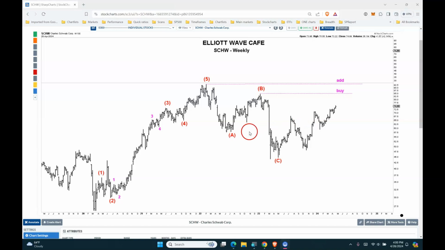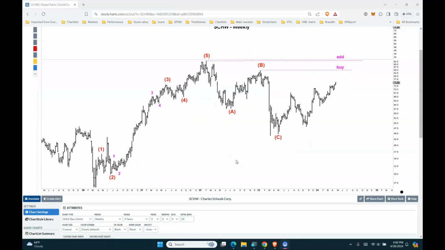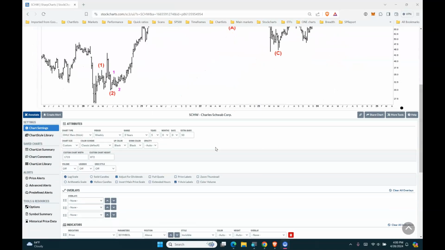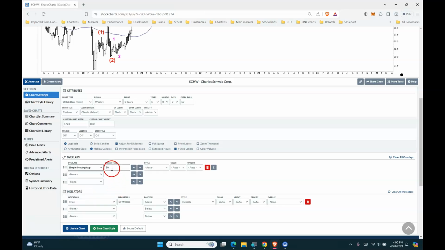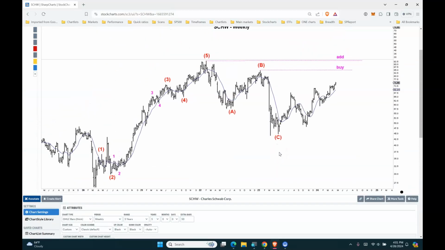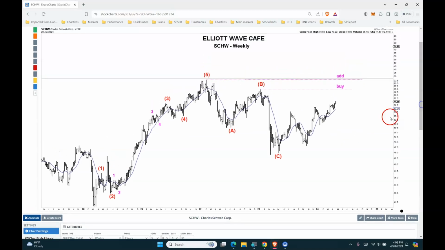Now, if you don't want to wait that long and you say, well, how can I get into this thing a little bit sooner and still use this ABC to maybe build a position, right? Well, this is where we introduce a moving average. I'm going to put here a simple moving average, and I'm going to go with the 10-week. That is basically your 50-day moving average, plotted on the weekly charts as a 10-week.